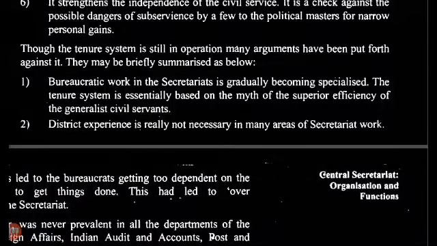Though the tenure system is still in operation, many arguments have been put forth against it. They may be briefly summarized as below. Number 1. Bureaucratic work in the secretariats is gradually becoming specialized. The tenure system is essentially based on the myth of the superior efficiency of the generalist civil servant. Second, district experience is really not necessary in many areas of secretariat work. Third, the tenure system has led to the bureaucrats getting too dependent on the office establishment to get things done. This has led to over-bureaucratization of the Secretariat.